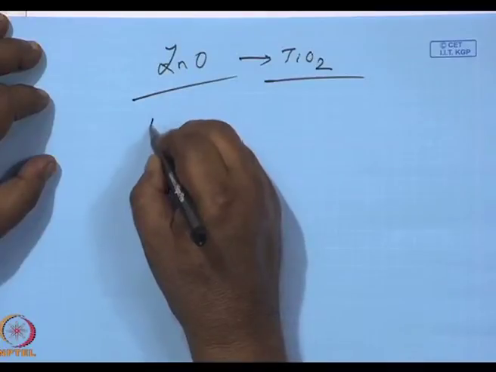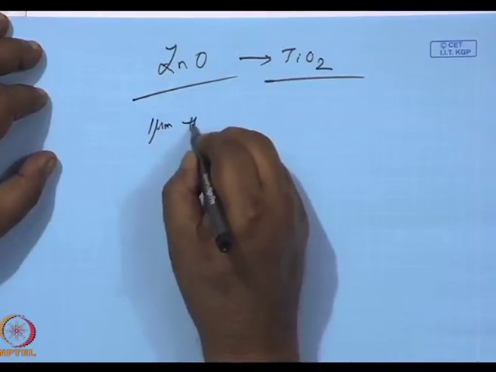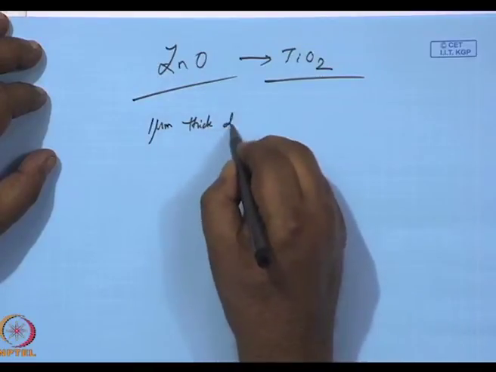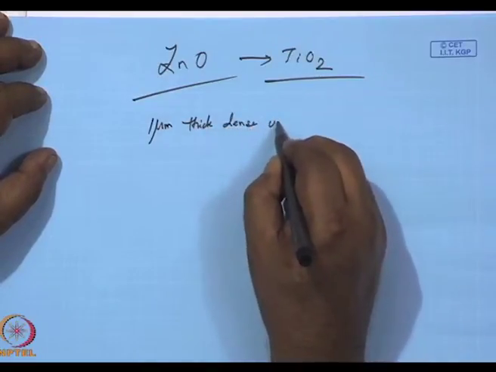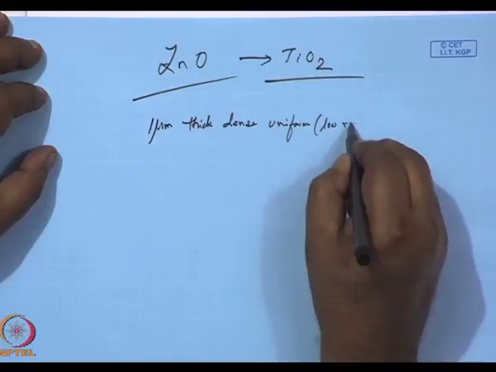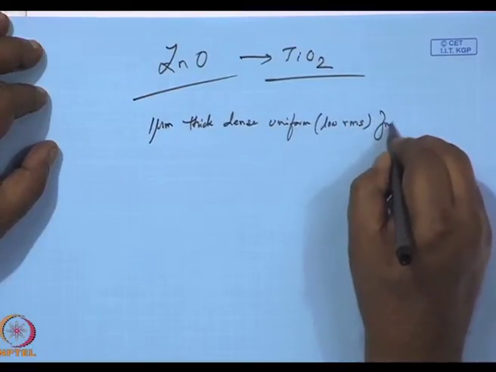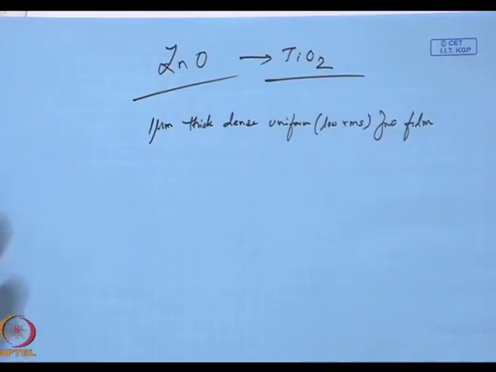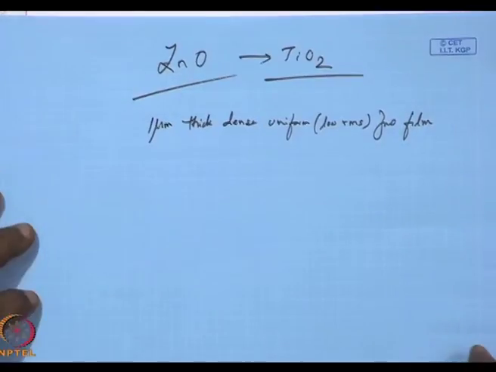Now, I have given you a project where I have given you a zinc salt, water, and I have said you have got all the facilities in the laboratory. I want you to deposit, say, 1 micrometer thick, dense, uniform, meaning low RMS, zinc oxide film. How would I go about it?